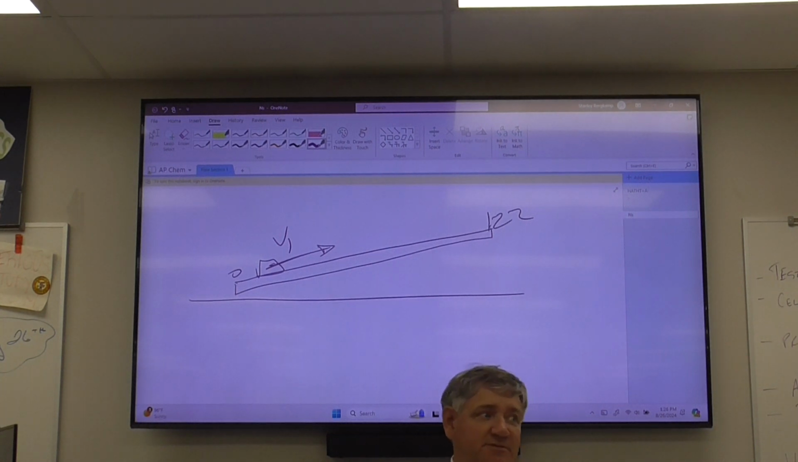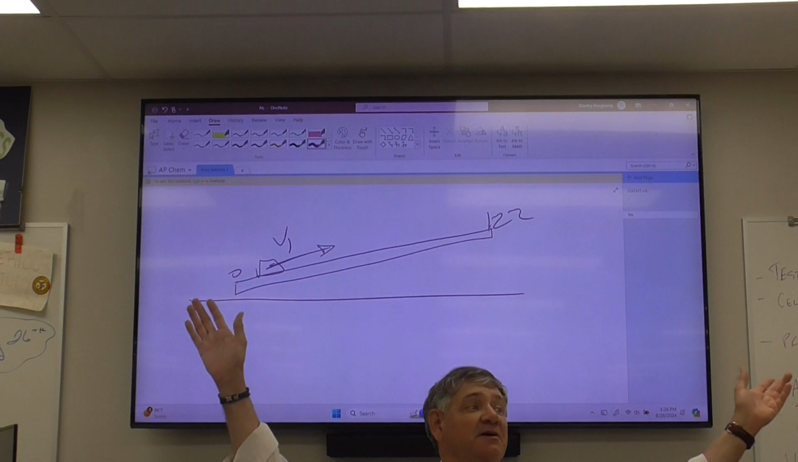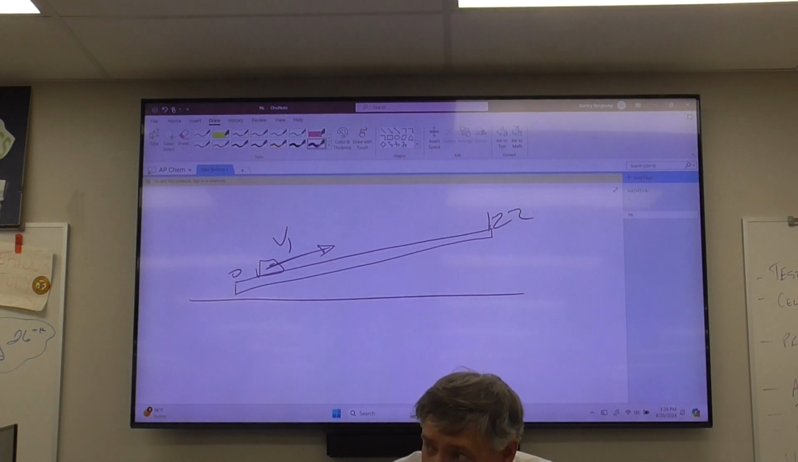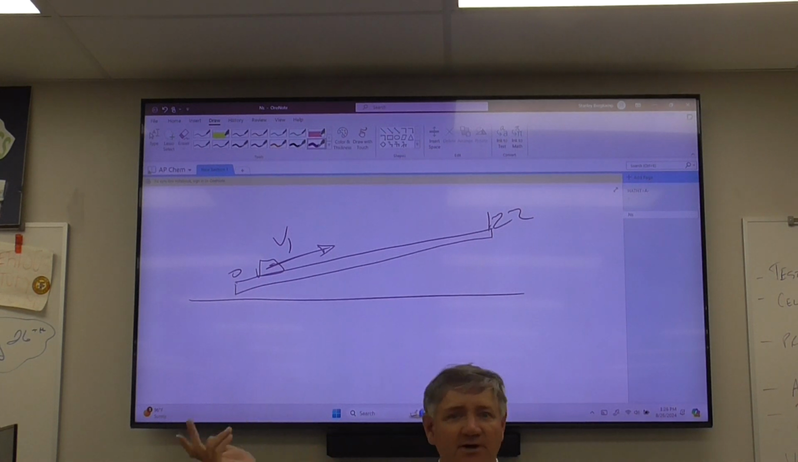Now, if it's slowing down, which direction are your acceleration vectors going to point? Same direction, opposite direction? Opposite direction. Opposite, and if it's speeding up, it's going in the same direction. That's it. Literally every problem you're going to have, only 2 options that you've got: speed up, slow down, same direction, opposite direction.